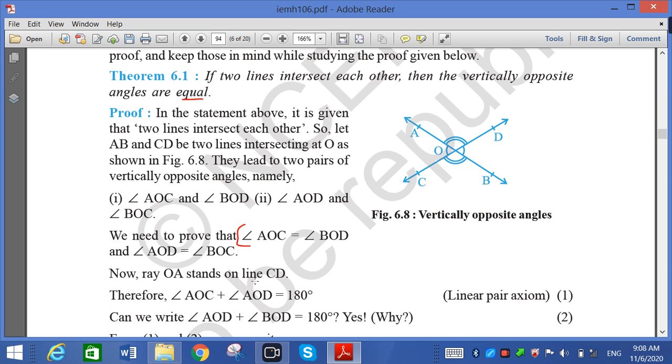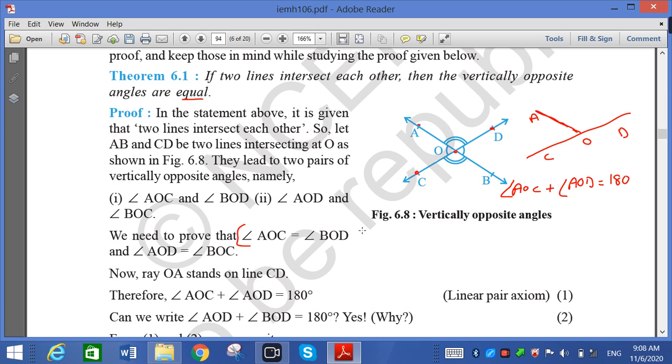Now a ray OA stands on line CD. Here it is the CD line, and OA is a ray on it. Now C, O, D and A. So it's a linear pair. So we can say that AOC plus AOD is equal to 180 because it is a linear pair.